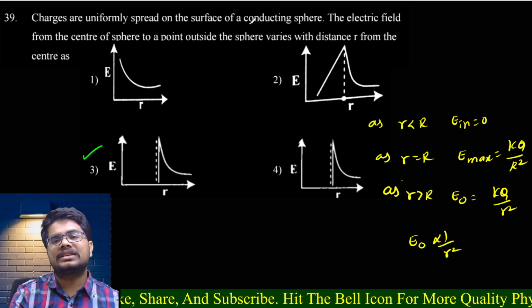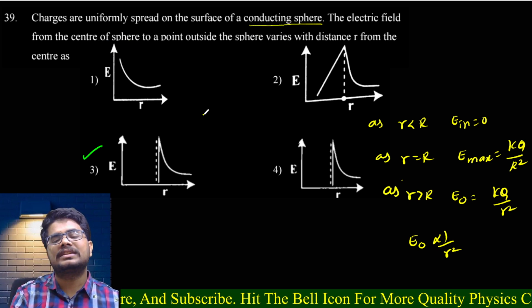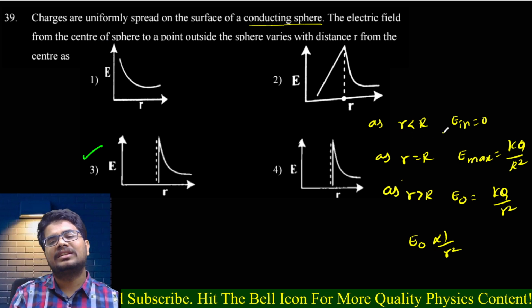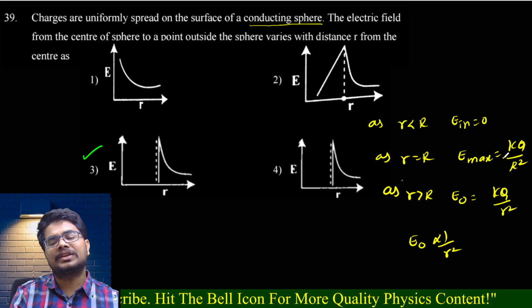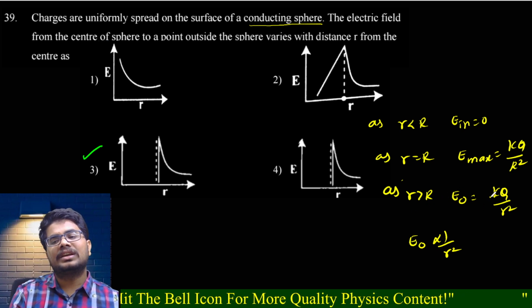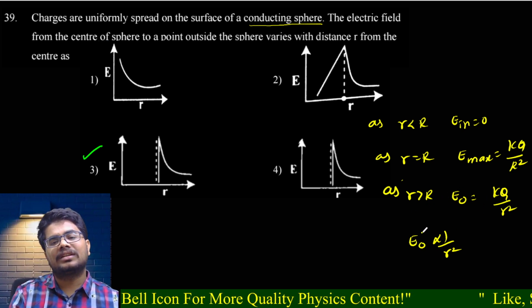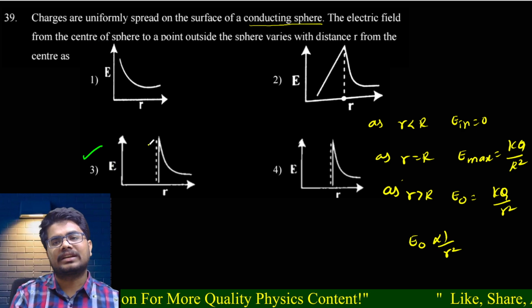They mentioned charge on a conducting sphere. For a conducting sphere, what is the electric field inside, for r less than R? It is 0. On the surface it is maximum, kq by R square. Outside, it is kq by small r square. So correct or wrong? Which option is correct? Option 3 is correct.